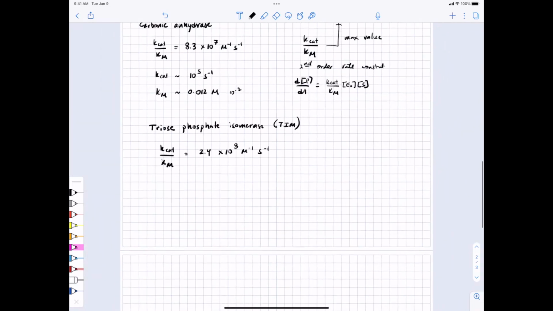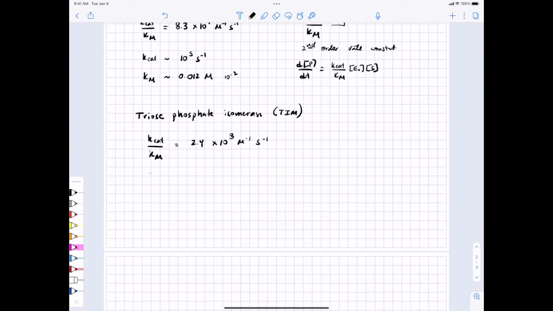Now compare how triose phosphate isomerase does this. The kcat for this is around 6 times 10 to the third per second. So 100 times slower than carbonic anhydrase in terms of turnover number, but Km is now lower.